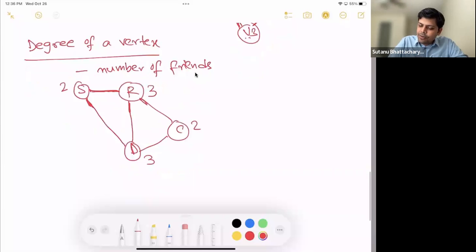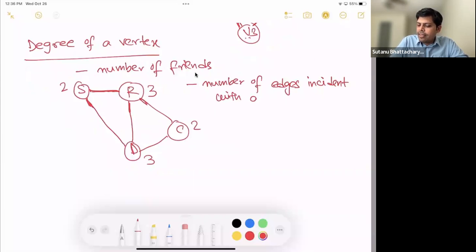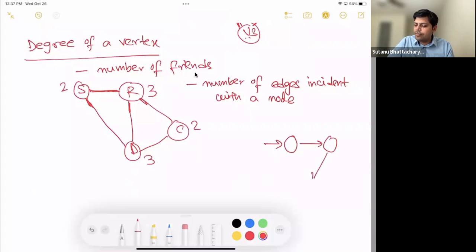So this is the degree of a node. The degree of a node is nothing but the number of edges incident with a node. Obviously this is for an undirected graph. For a directed graph, there would be in degree and out degree. Suppose the node looks this way. This edge is incident with this node. So each node will have an in degree and an out degree.